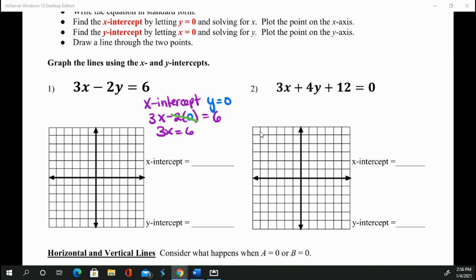We then want to solve this by dividing both sides by 3. And we get x equals 2. So x equals 2, that's just the solution for x, but the x-intercept is at the point 2, 0.